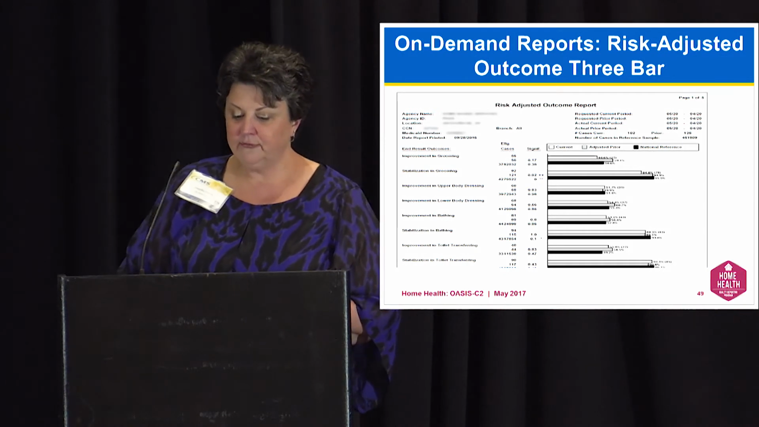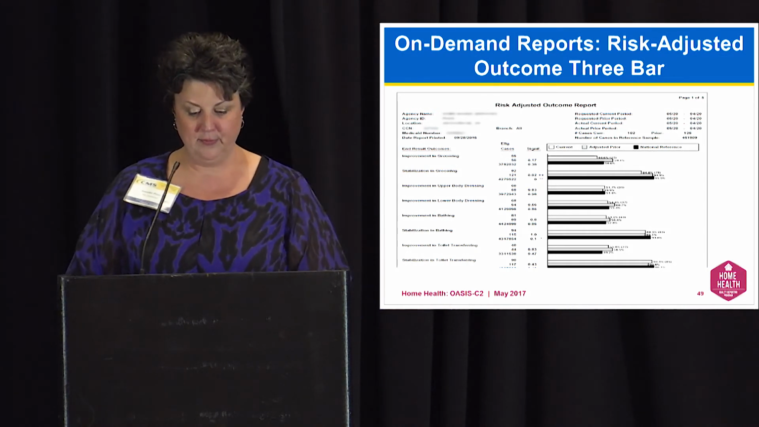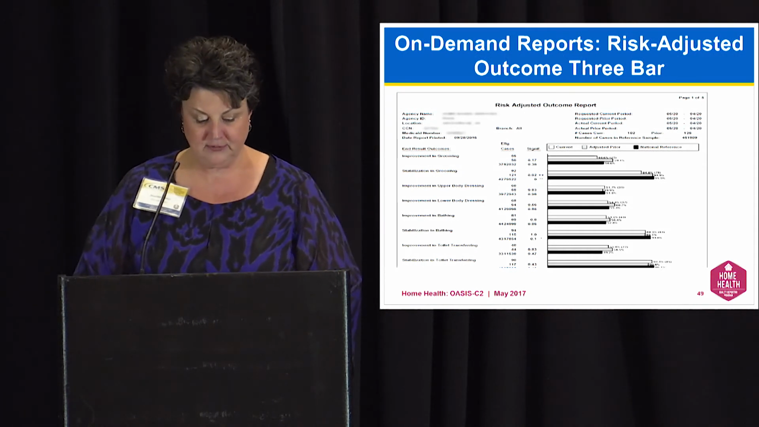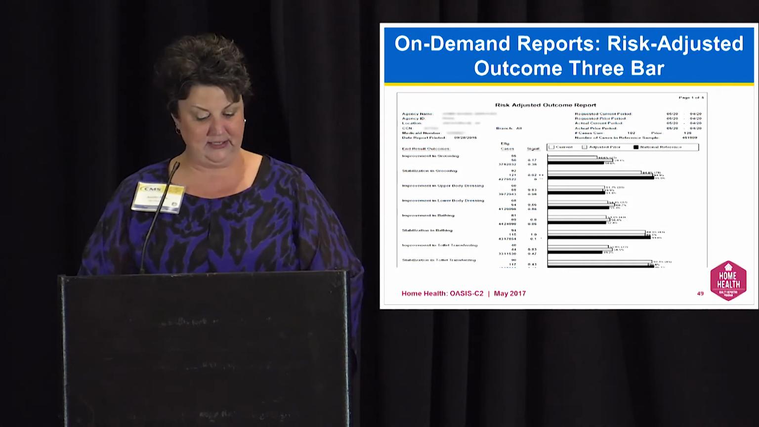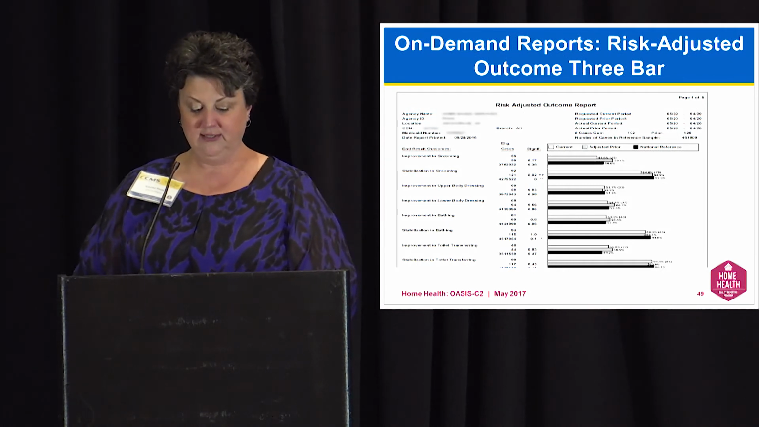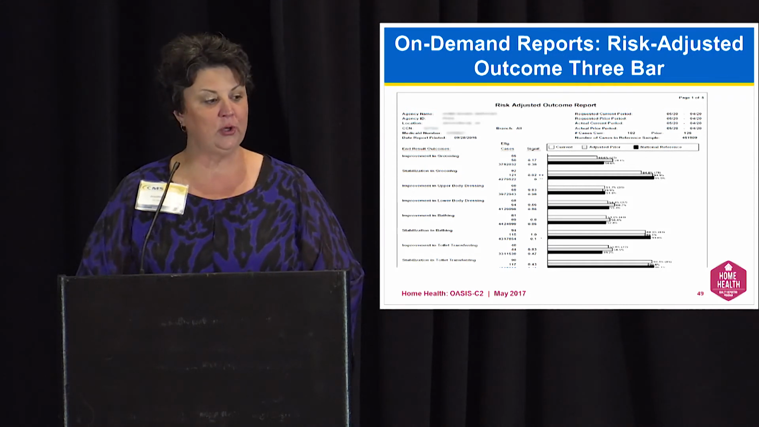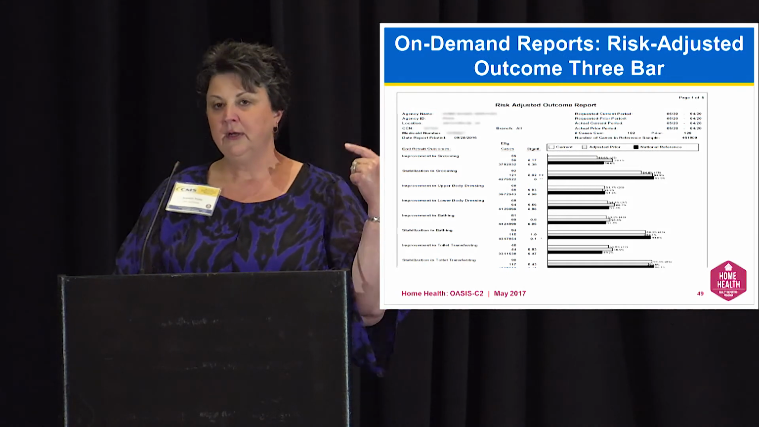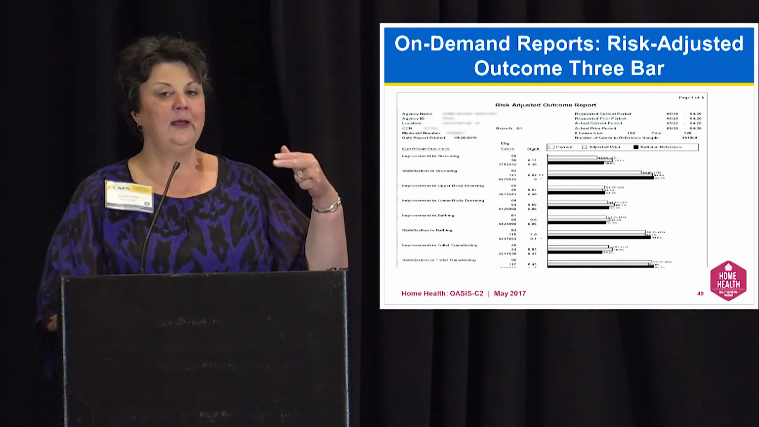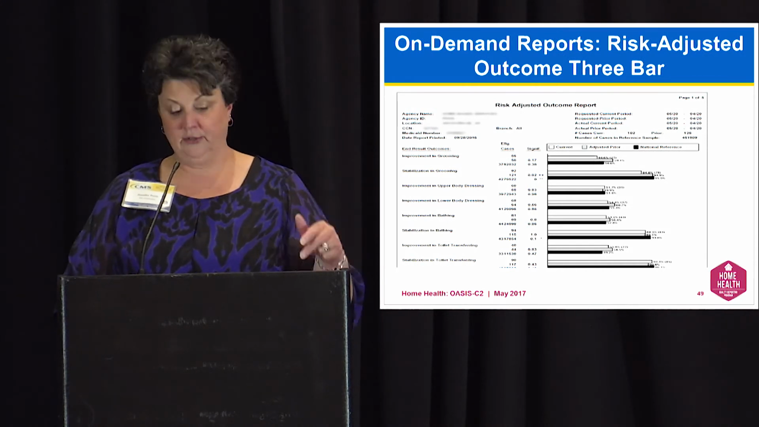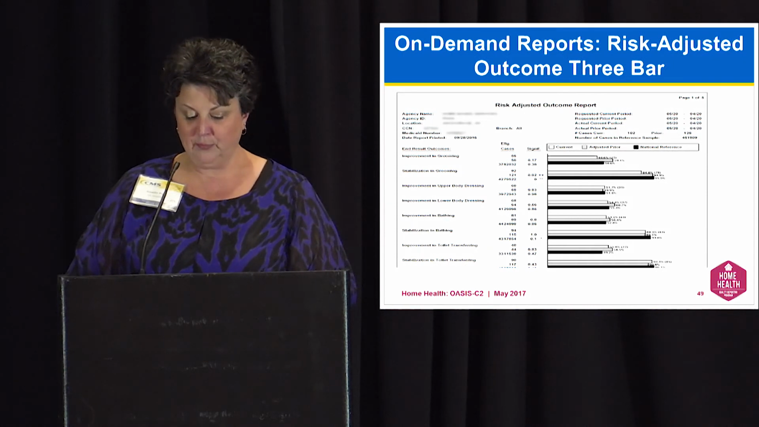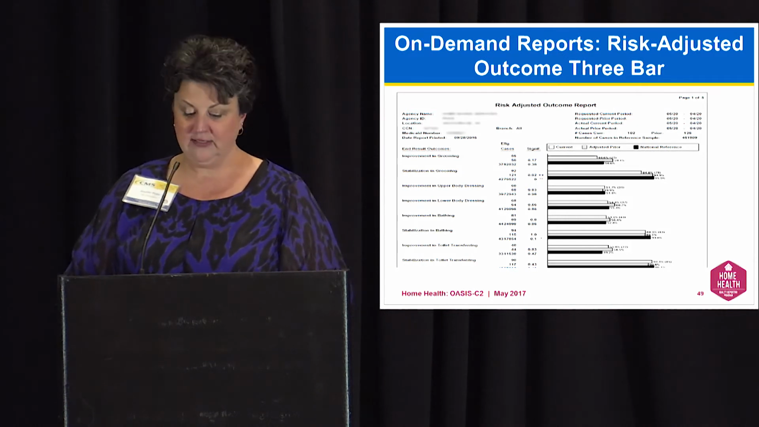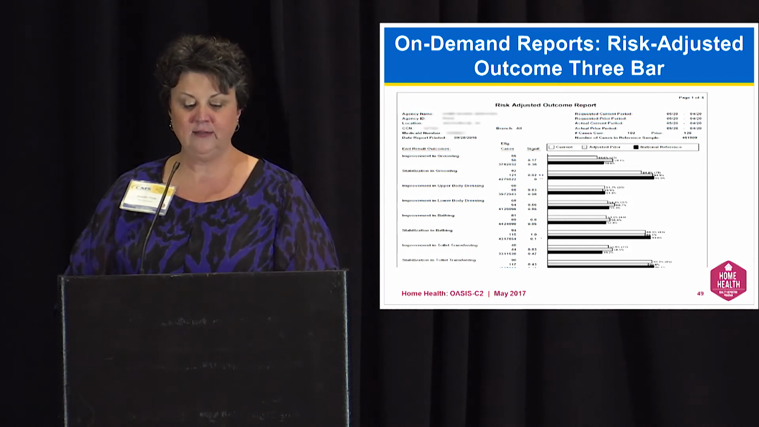Next is the risk-adjusted outcome 3-bar report. And this report is very similar to the 2-bar report we just looked at, except it also compares the end result outcome measures, utilization outcome measures, and claims-based measures to the national reference standard, as well as your prior period for your agency. So 2 agency level bits of data here, prior period and current period, and then the national reference for the current period as well. And again, it's important here to refer to that CASPER Reporting Provider User's Guide for specifics about which episodes are used in calculating the different measures.